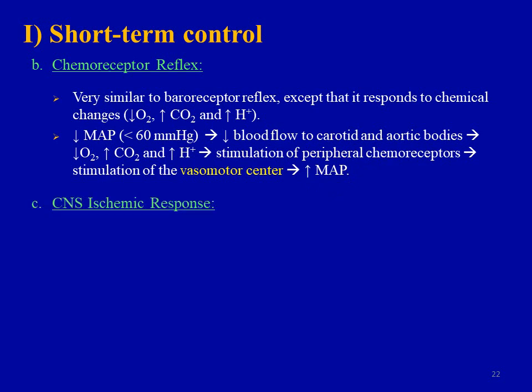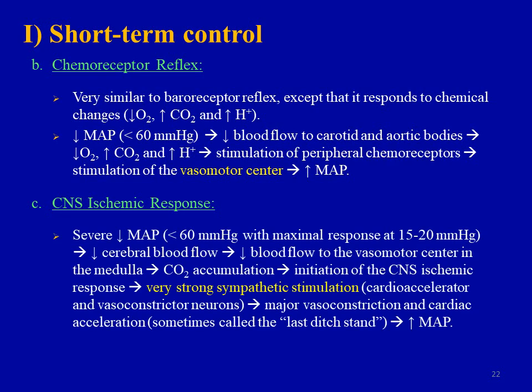The third short-term controller of the mean arterial pressure is the CNS ischemic response. Severe or marked decrease in the mean arterial pressure, less than 60 millimeter mercury, with maximal response when the blood pressure drops to very low levels, between 15 to 20 millimeter mercury. There is marked reduction in the cerebral blood flow, which will lead to decreased blood flow to the vasomotor center in the medulla. Carbon dioxide will accumulate there, and this will initiate the CNS ischemic response.